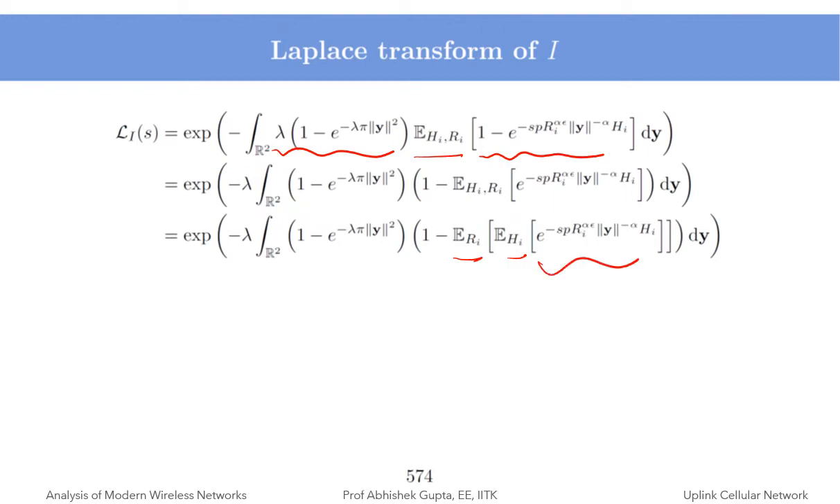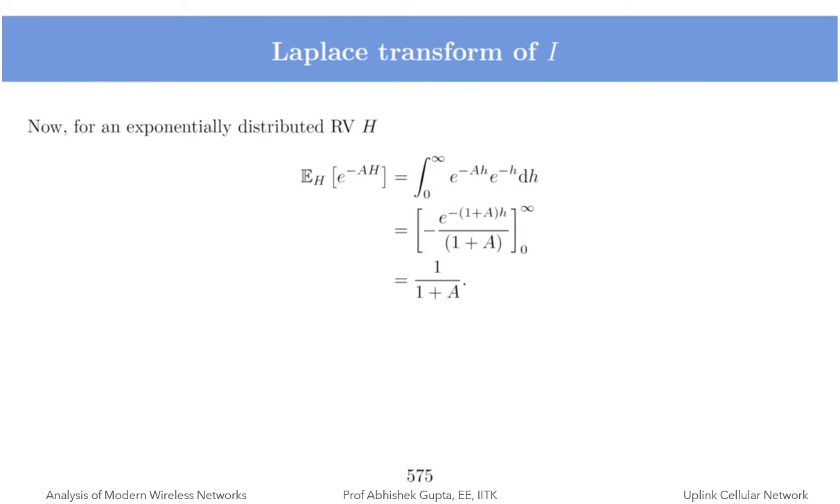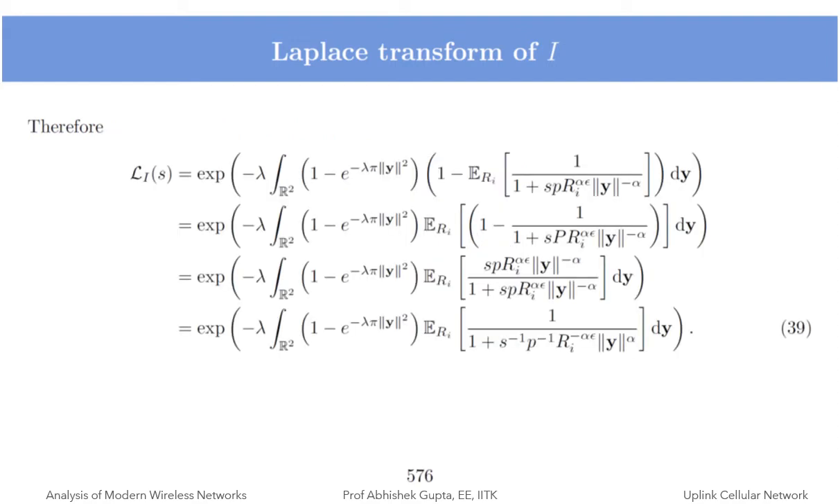So the inner term is exponential to the power minus h_i into some coefficient. This can be computed using the Laplace transform of the h_i random variable, which is exponential. We know that if h is an exponentially distributed random variable, then the expectation of e to the power minus a h, where a is some coefficient, is nothing but 1 upon 1 plus a. So you will get this, and then you have to compute the expectation with respect to r_i.